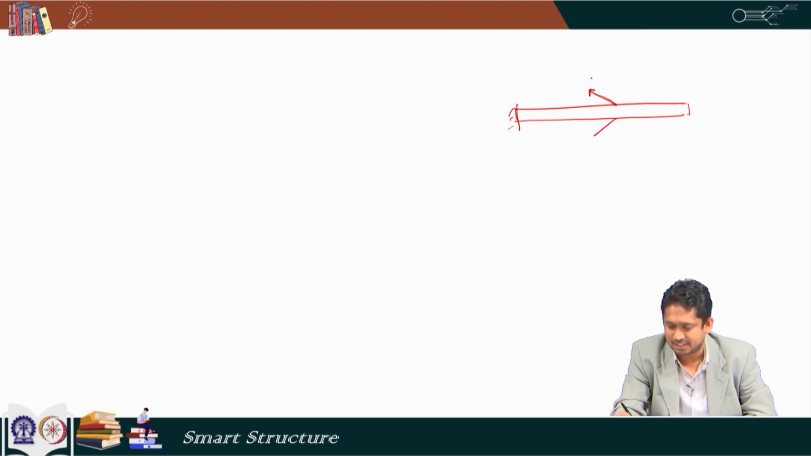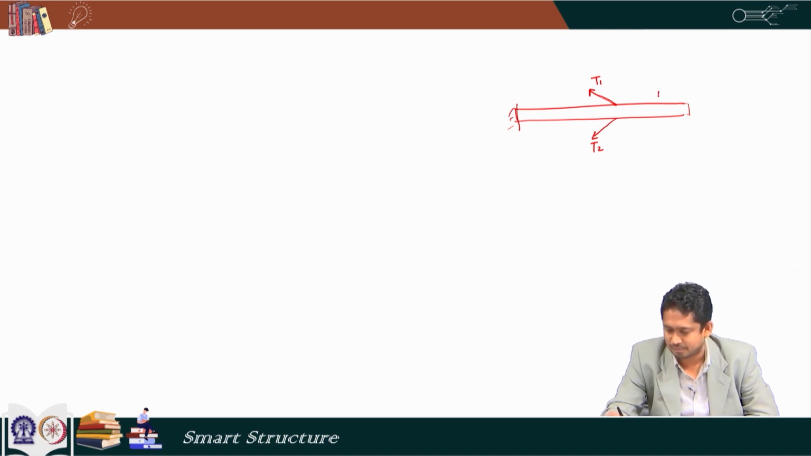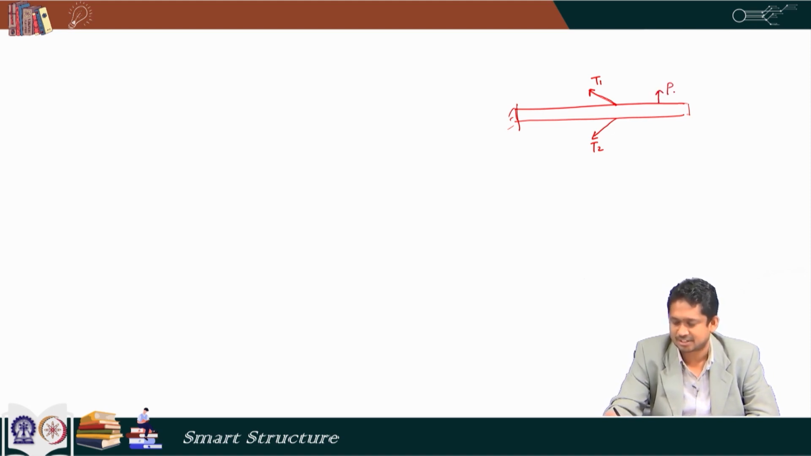The top part has a tension T1 and the bottom part has a tension T2. Because they are symmetrically placed, when the beam is undeformed, T1 and T2 are the same, otherwise T1 and T2 are different. We have a force P applied here, the externally applied force. Because of it, the beam vibrates, and the wire, because of its pseudo elastic nature, tries to dampen the vibration.